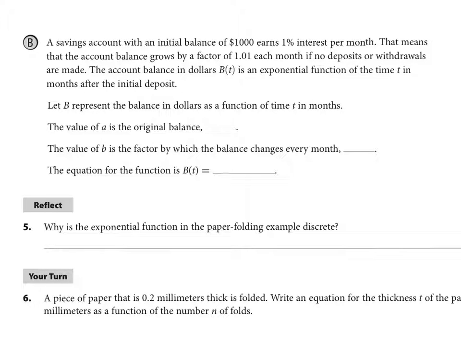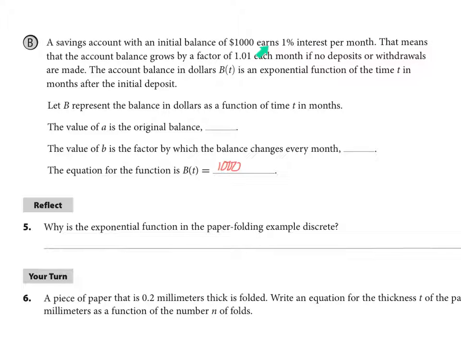So let's look at this example. A savings account with an initial balance of $1,000. Okay, again, that's what we started with. So if we go back to the previous problem, that was our A. So for our equation here that we're trying to write, that's my A value.